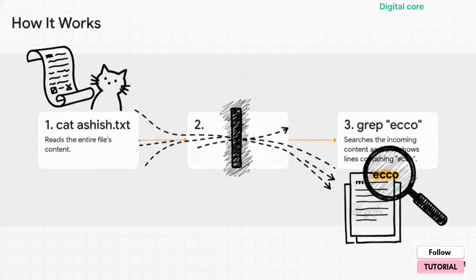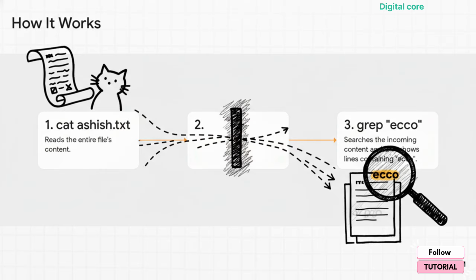So here's the magic, right? It's all about how they work together. Check out this command: cat ashish.txt | grep echo. So step 1, cat reads the whole file, but, and this is the key part, instead of showing it to us, that little pipe symbol grabs all that text and shoves it over to the next command.